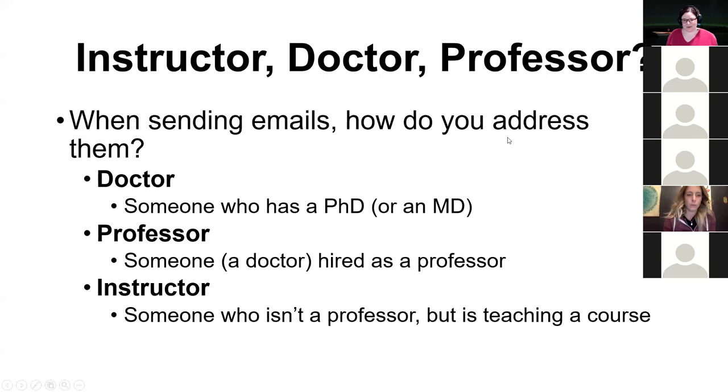Typically, when dealing with academics, you're going to be using one of three different titles. Doctor is a safe one for someone who has a PhD or an MD, depending on what area you're in. We typically encounter PhDs in academia. So doctor, if you see that they have a PhD, would be a safe bet. Professor is someone, typically a doctor, who has specifically been hired as a professor. So professor is a job title. If you encounter someone who's been hired as a professor, you could technically call them doctor, their last name, or professor, their last name. You just want to check what their preference is.